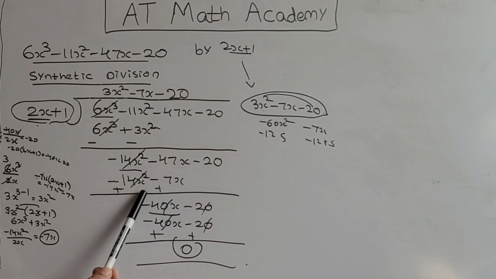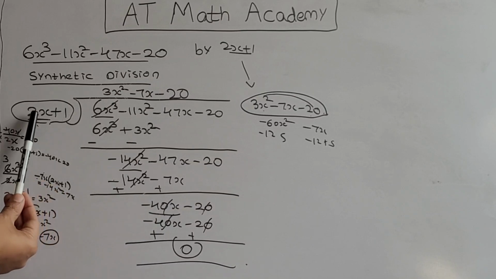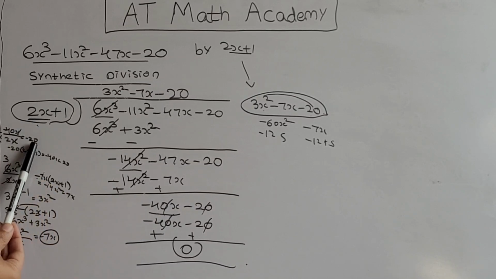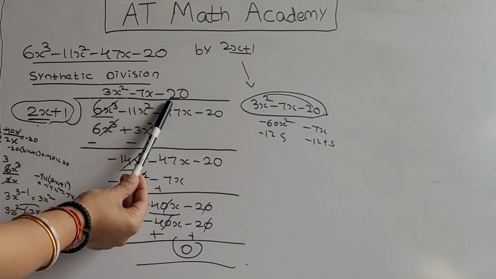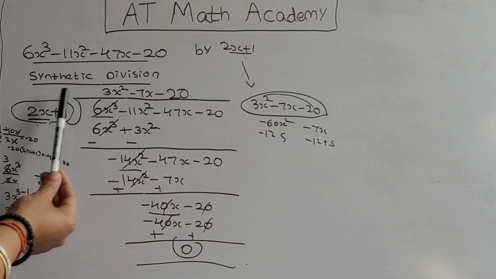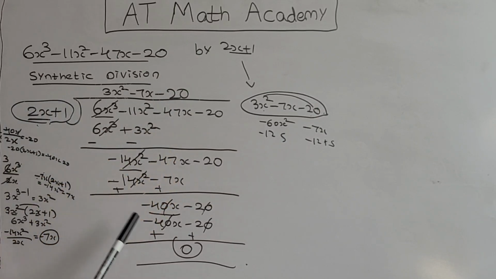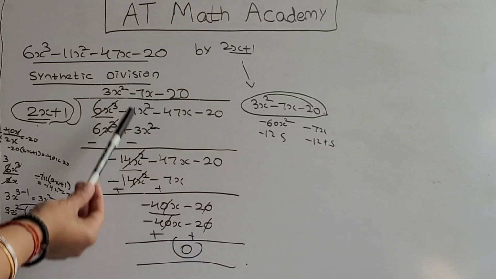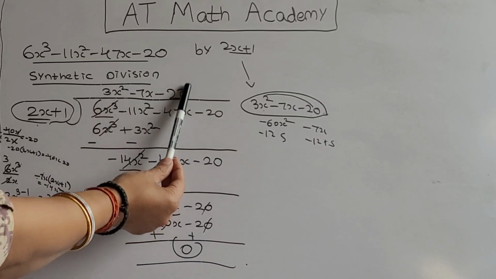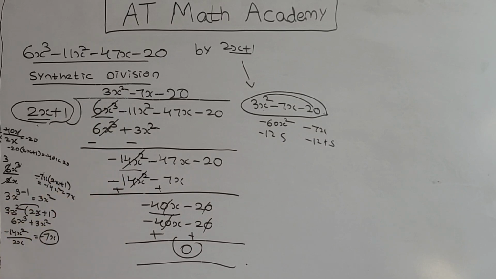Now I'm left with minus 40x. I'm dividing that by 2x and getting minus 20. I have written that, and taking minus 20 and multiplying with 2x plus 1, I get minus 40x minus 20, and the remainder is 0. So I have completed my division, and the final answer is 3x squared minus 7x minus 20. This is how you solve it.